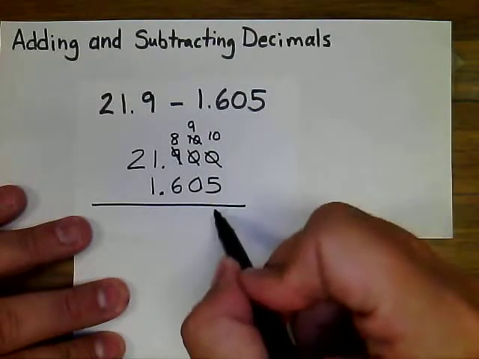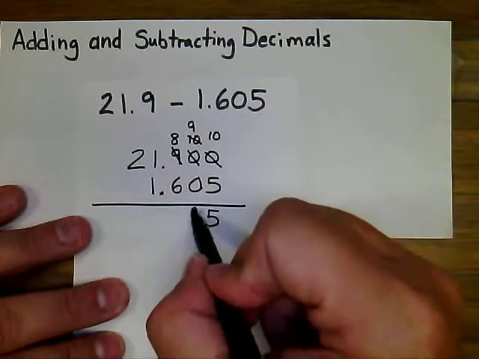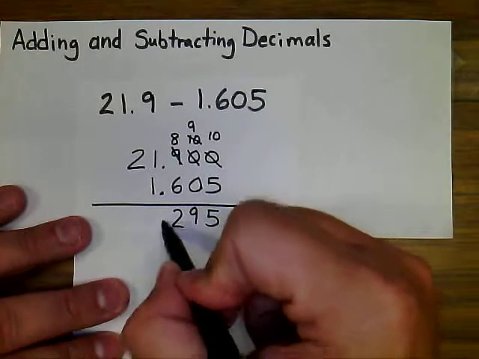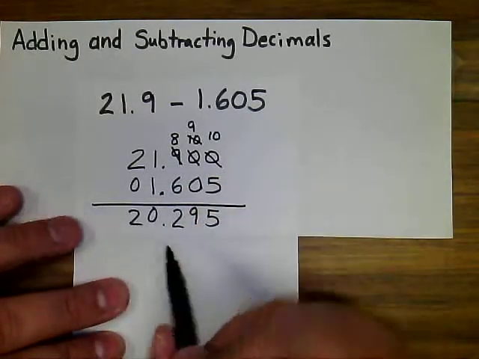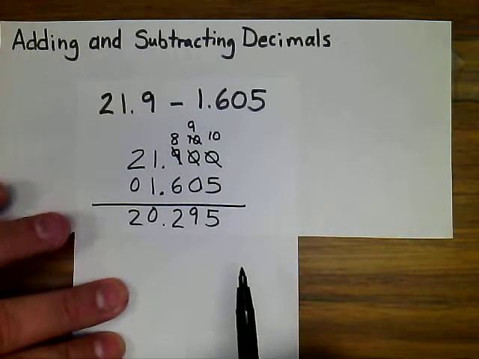10 minus 5 is 5. 9 minus 0 is 9. 8 minus 6 is 2. 1 minus 1 is 0. 2 minus 0 is 2. And our answer is 20 and 295 thousandths. Nice job.